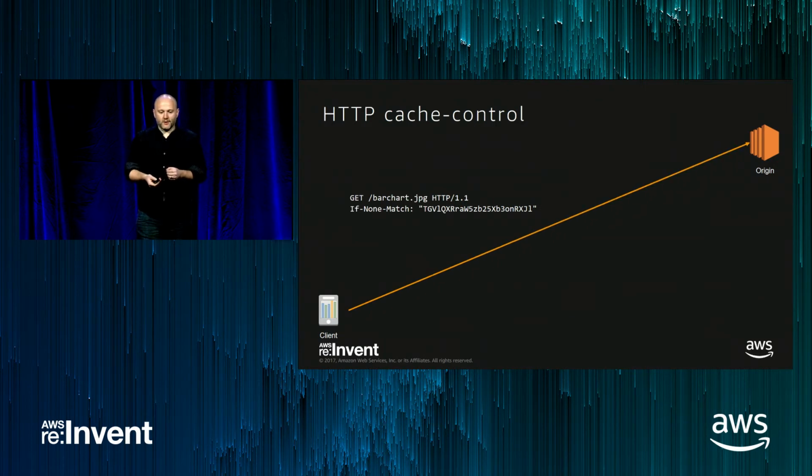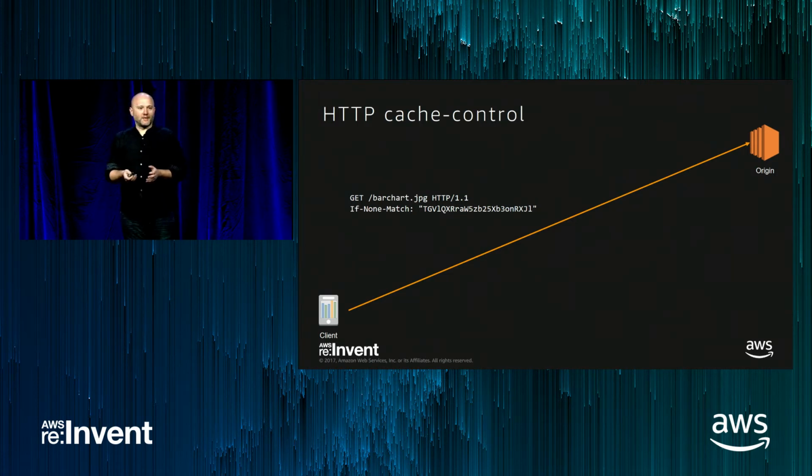So in this case, it will do a conditional get. So the get itself is exactly the same, but we've got this extra header. It's called an if none match. What this is saying is, I want barchart.jpg, but only send it to me if the E tag is different to the E tag I've already got in my cache.